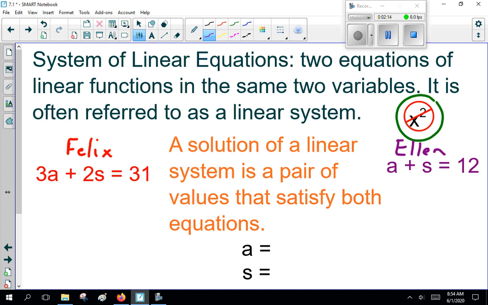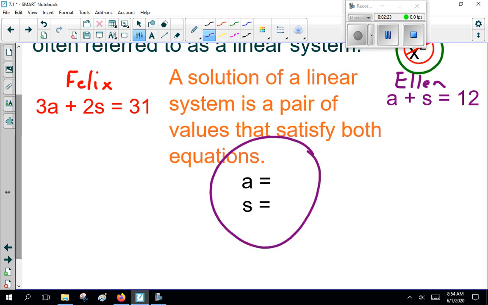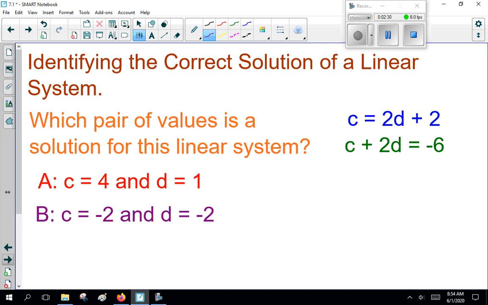So a solution of a linear system is a pair of values that satisfy both equations. Okay? So solving this is tomorrow. Today, we're just coming up with equations. Now, the other thing in this lesson is identifying or checking. If I give you the answer, does it work? So which pair of values is the solution for this linear system?